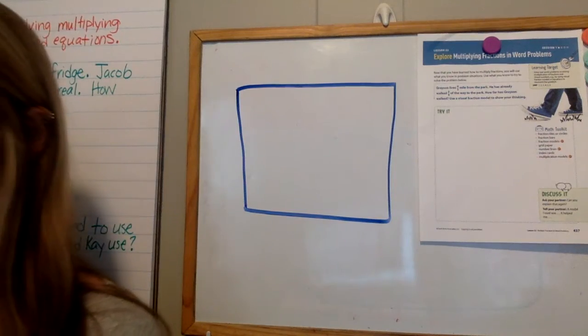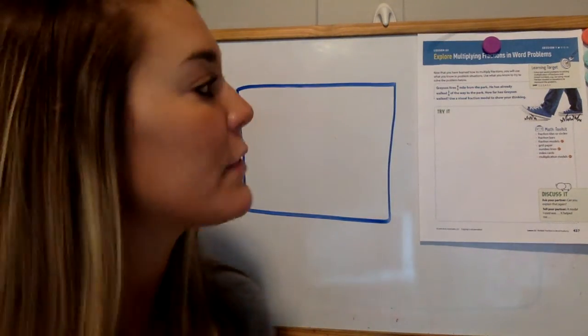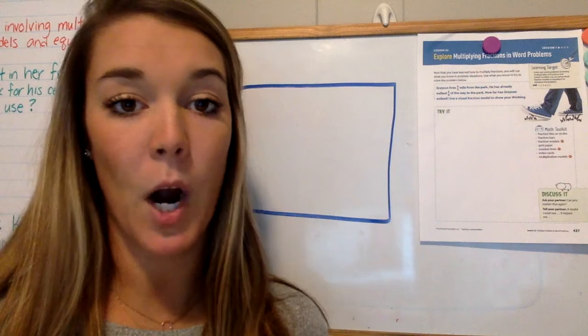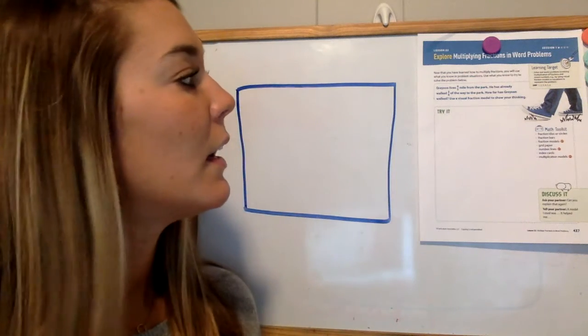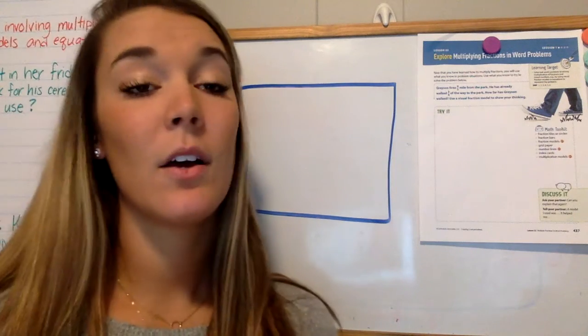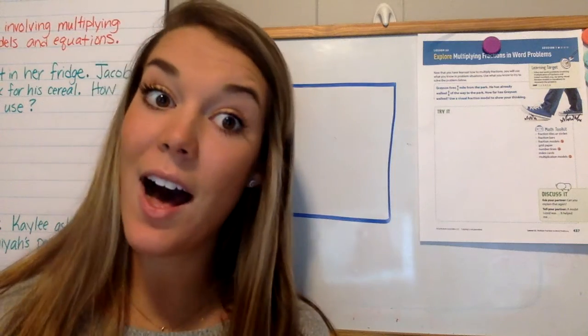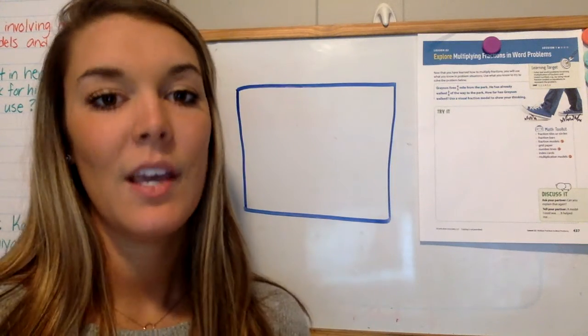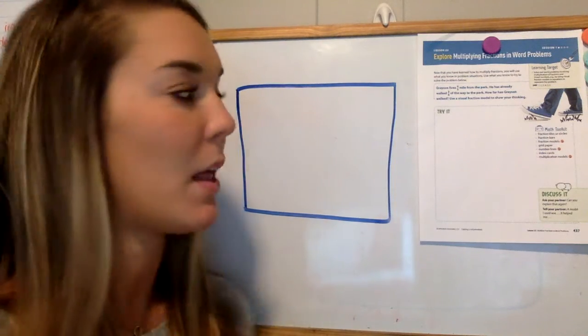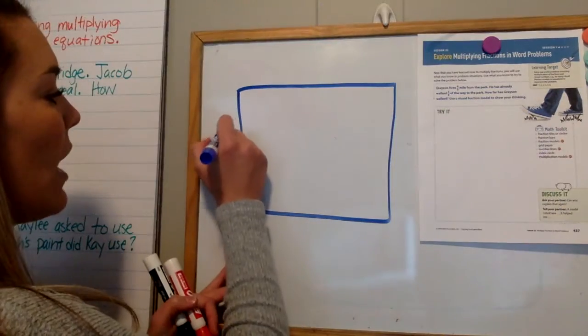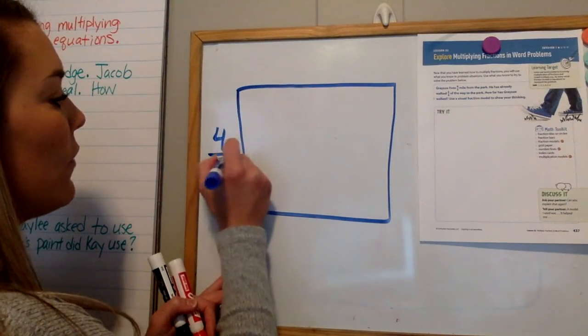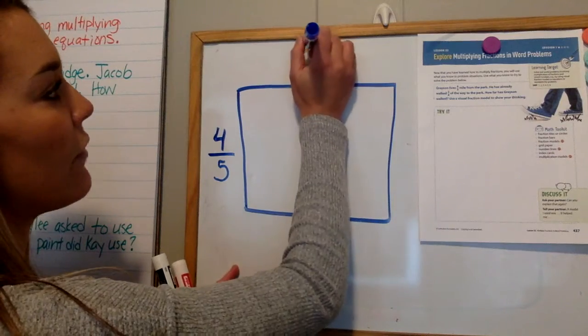Now, he lives 4/5 of a mile from the park. And he's already walked 3/4 of that amount. So that means we need to multiply. So on one side, we're going to have 4/5, and on one side, we're going to have 3/4.